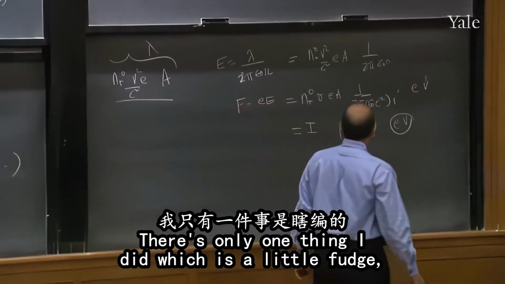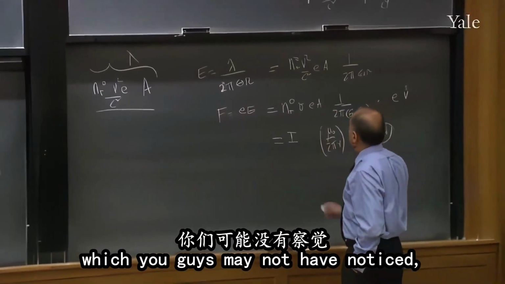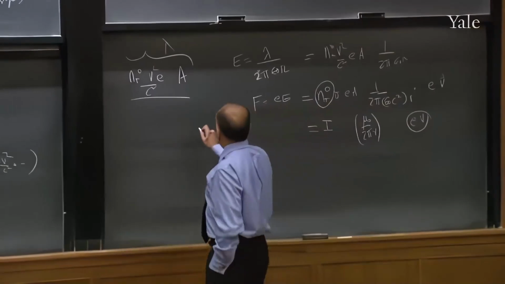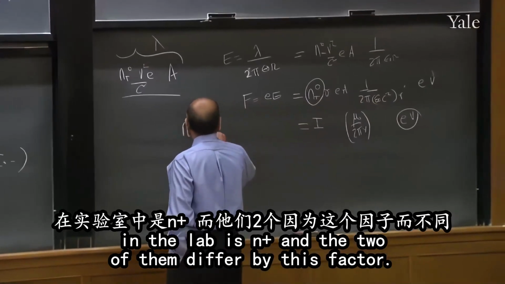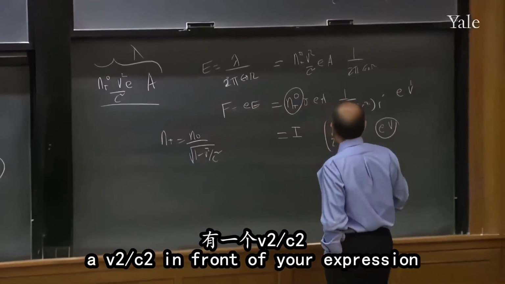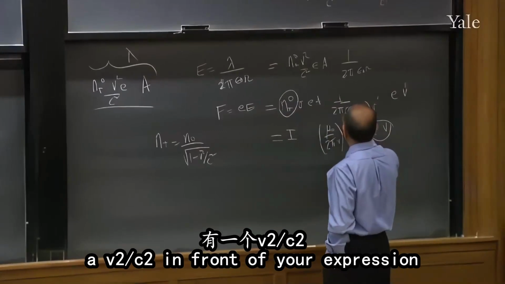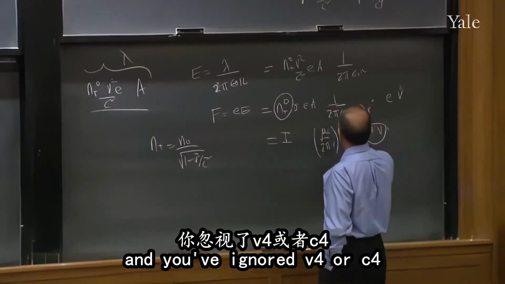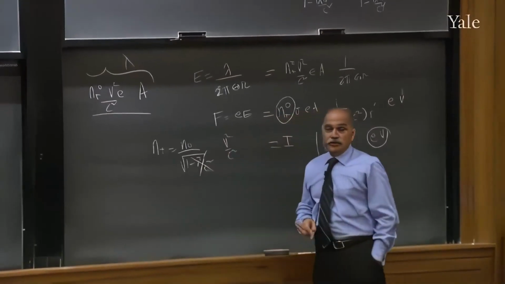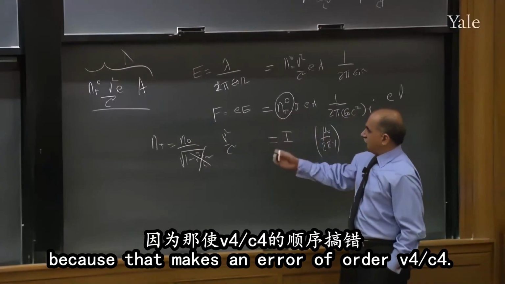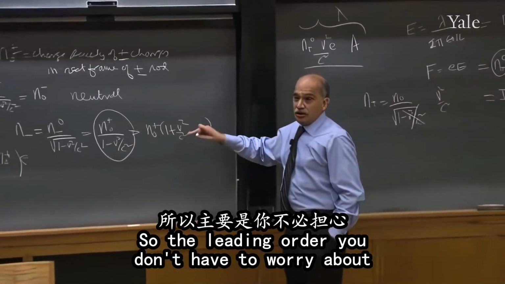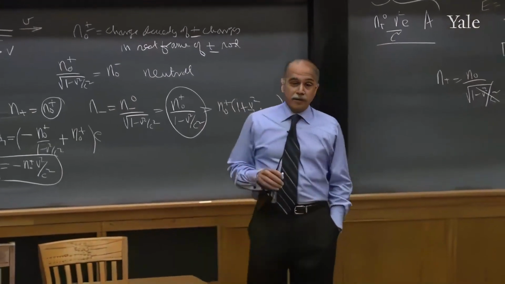There's only one thing I did, which is a little fudge, which you guys may not have noticed, is that the density here is n plus 0, whereas the actual current in the lab is n plus. And the two of them differ by this factor. However, if you have a v squared over c squared in front of your expression, and you have ignored v to the fourth over c to the fourth, there is no point in keeping this guy here, because that makes an error of order v fourth over c fourth. If I'm going to keep that, I should go back right here and keep such terms. So to leading order, you don't have to worry about the difference in density.